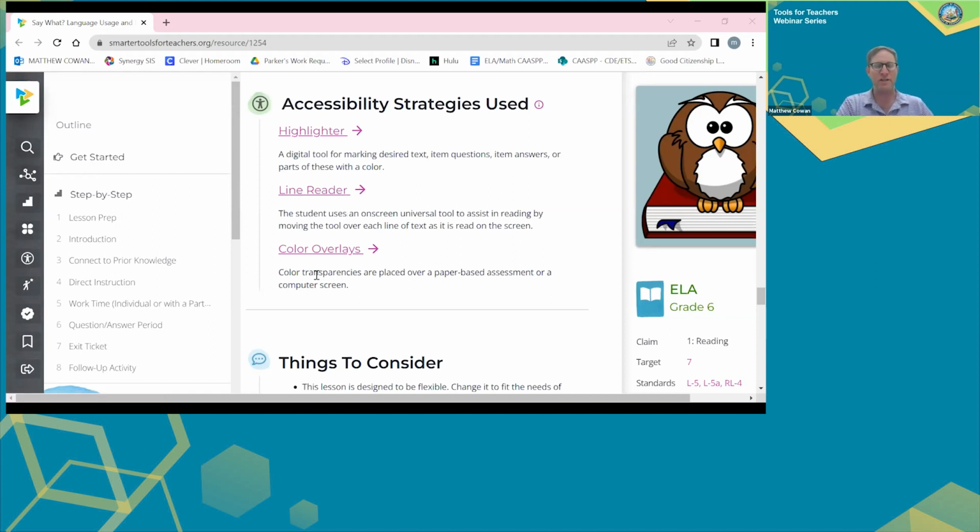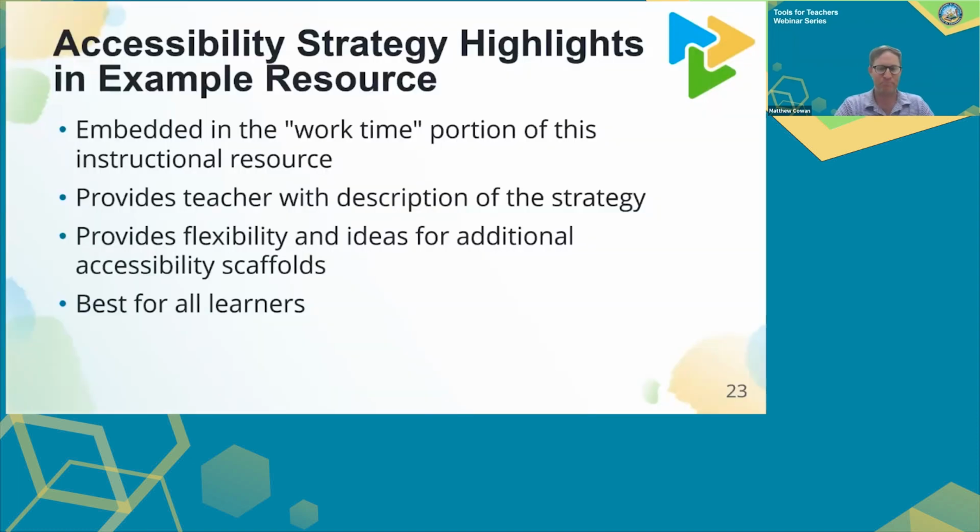The third accessibility strategy demonstrated here is the color overlay option. This is another one of my favorites because of its relative simplicity of use. The instructor will provide color clear transparencies placed over a paper document or text to support student learning and access the text. So that is a quick demo of where you can find some of those resources.